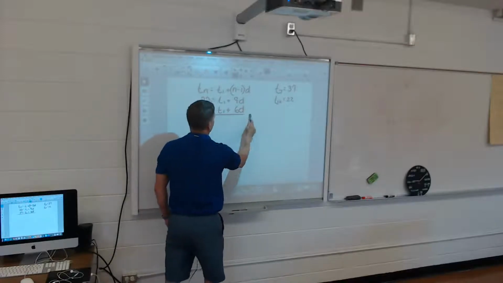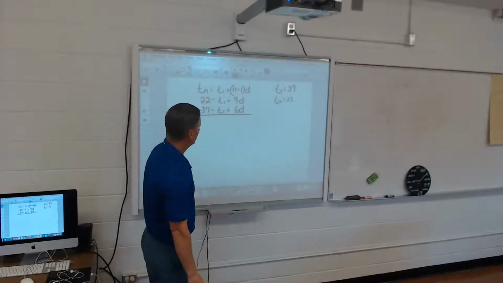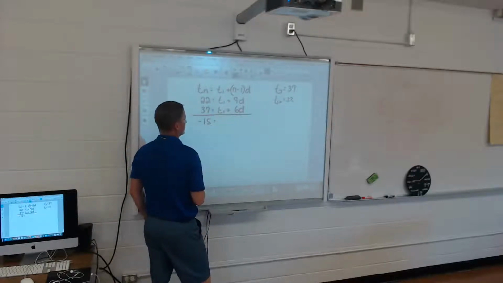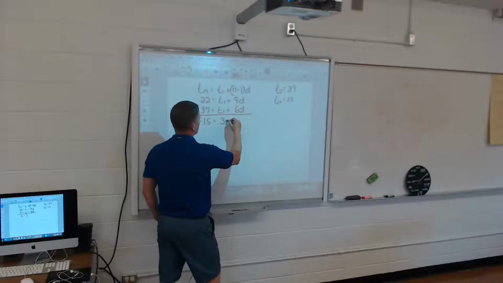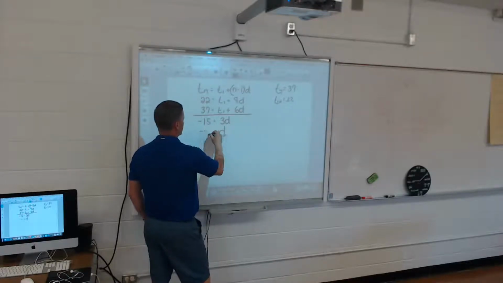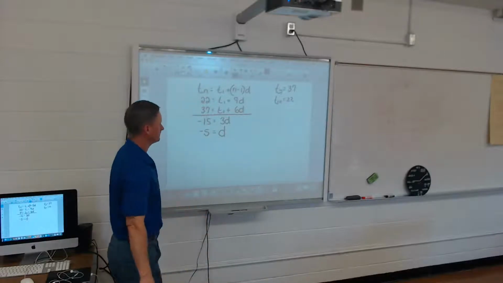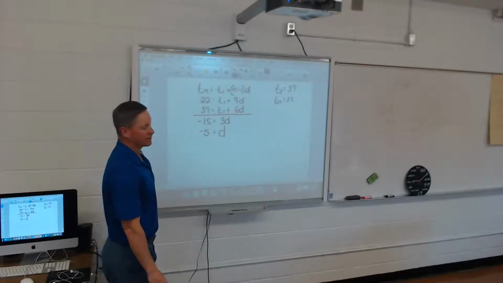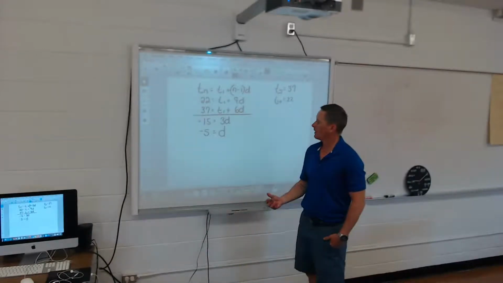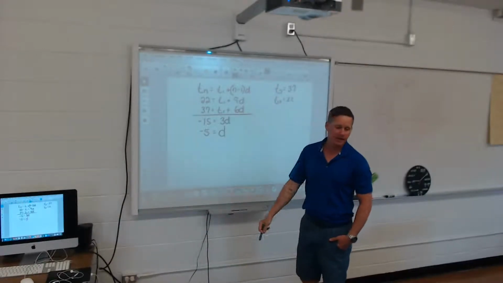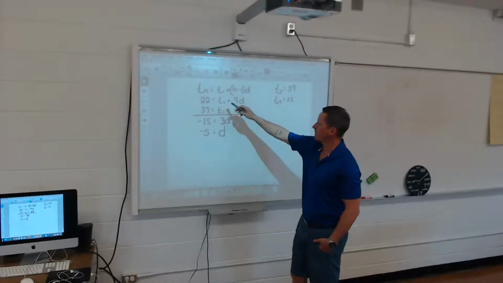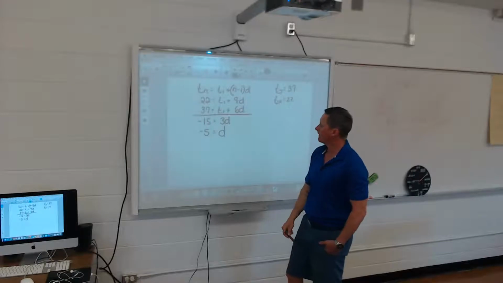And now what I'm going to do is I'm going to subtract the two. So I subtract it. That gives me minus 15. T to the 1 minus t to the 1 is 0, equals 3d. D is equal to negative 5. All right, so again, this is just linear expressions that we've worked with. I use the elimination method because t to the 1 is always going to be having a coefficient of 1 in front of it.